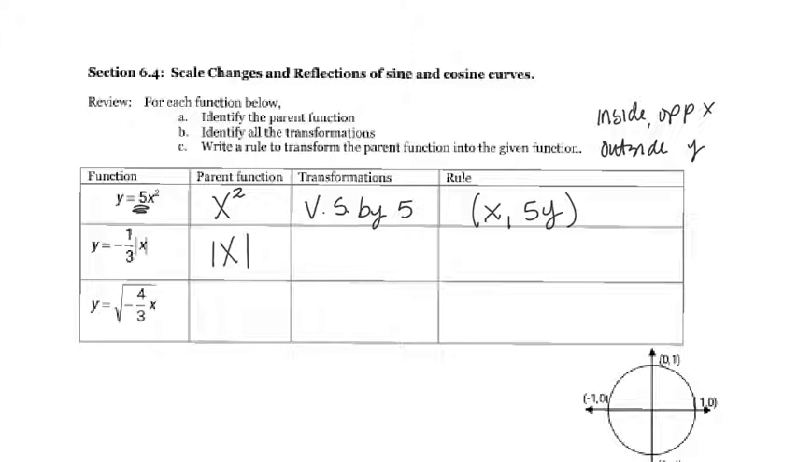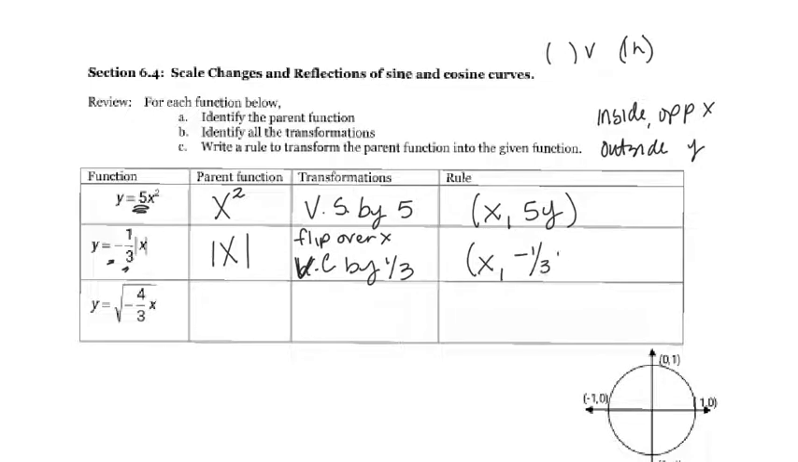So this function is absolute value. This one has two things happening, the negative and the 1/3. So this was the other thing I always wrote down, right? Vertical and horizontal. So the vertical, the negative on the outside will flip it vertically top to bottom, so that's over the x-axis. So flip over the x, and then a vertical compression by 1/3. So my rule on this one will be nothing is happening inside, everything is happening on the outside.